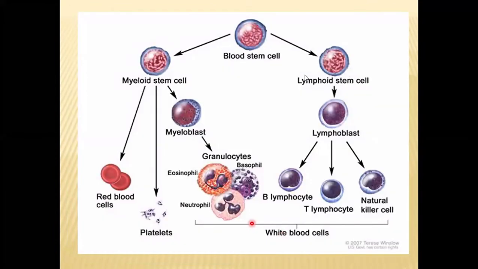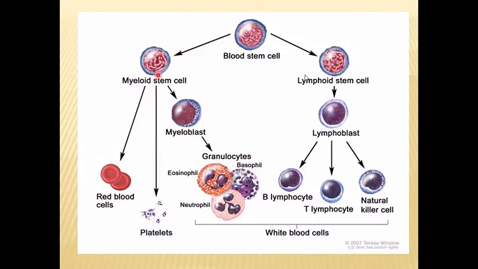Okay, this one is easier to understand than the others: the ontogeny of the WBC. From the hematopoietic stem cell, the blood stem cell, you have the myeloid series and the lymphoid series, right? From the myeloid stem cell, it gives rise to RBC, and then to the myeloblast. The myeloblast gives rise to the granulocytic cells: the eosinophil, basophil, and neutrophil.